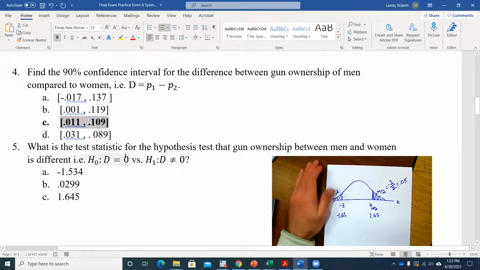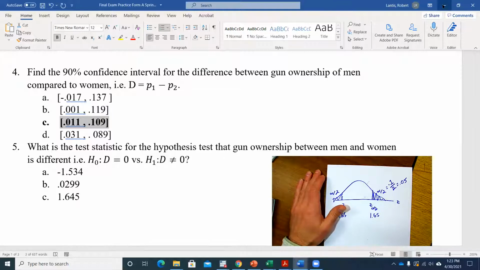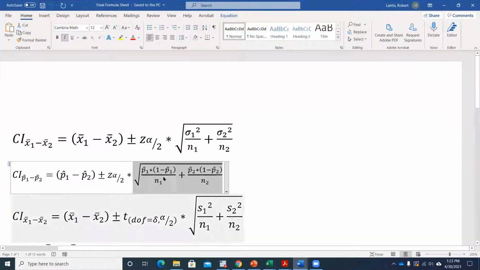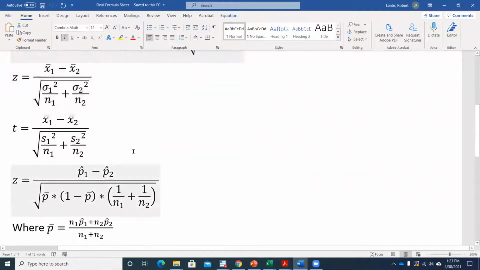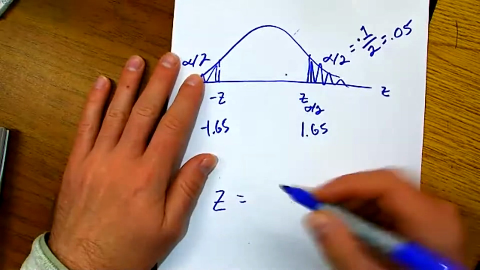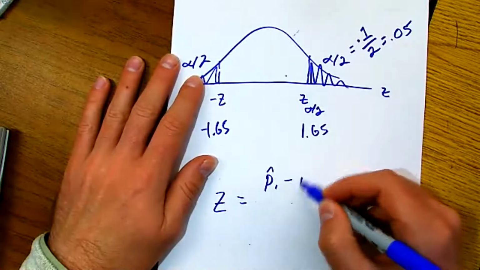So what if I'm looking for the test statistic for the following hypothesis test for gun ownership between men and women? Well, once again, go to my formula sheet. I've got sample proportions. Here are my test statistic equations. Then this is the one I'm going to be using, because I'm looking for the difference in sample proportions. One thing we can think about with this test statistic, I'll write out the general form here real quick.